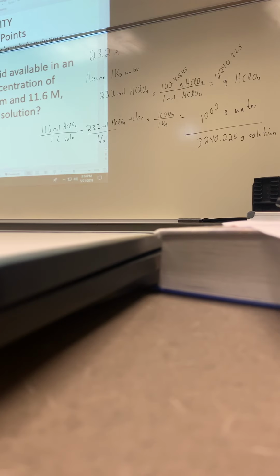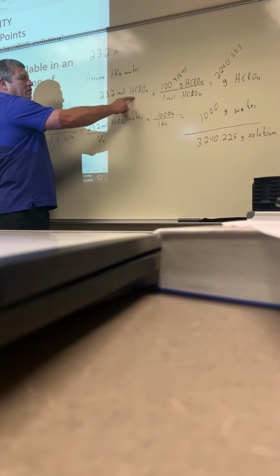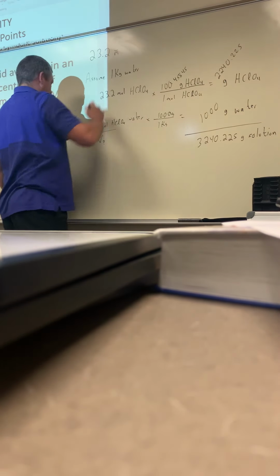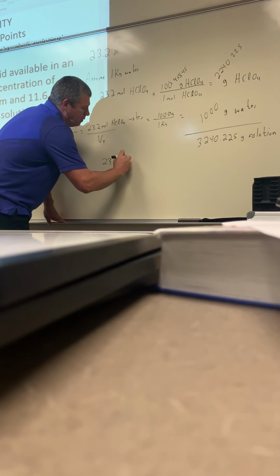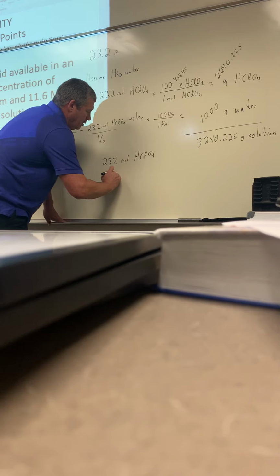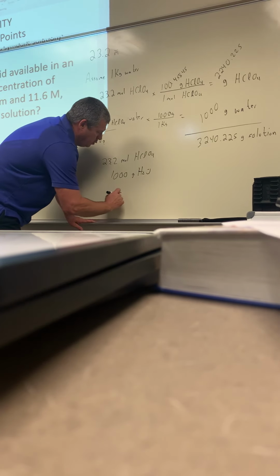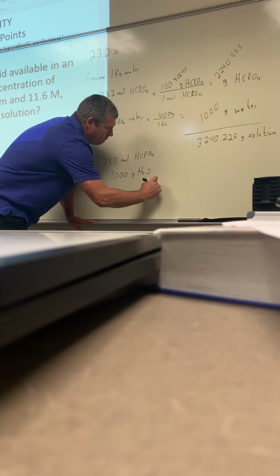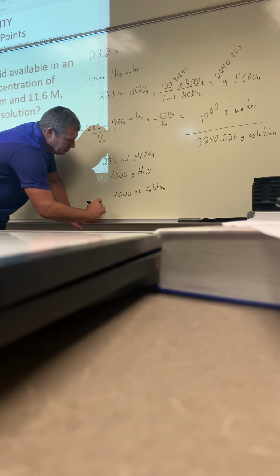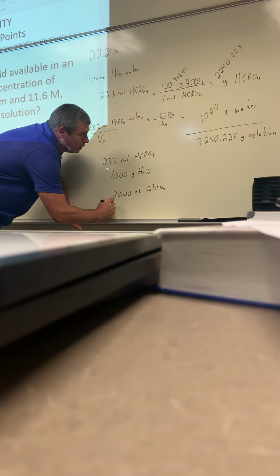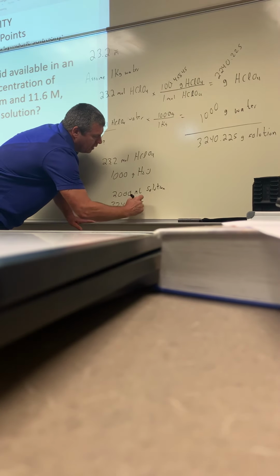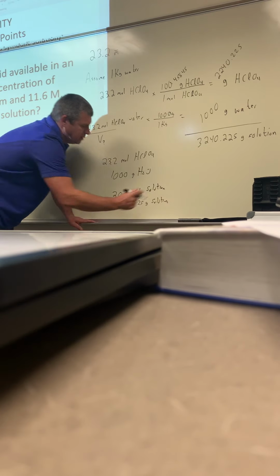So what would the volume of the solution be here? 2 liters. So I have 23.2 moles of HClO4 that contains 1,000 grams of water, and the solution has a volume of 2,000 milliliters of solution. And what's the mass of the whole solution? 3,240.225 grams of solution.